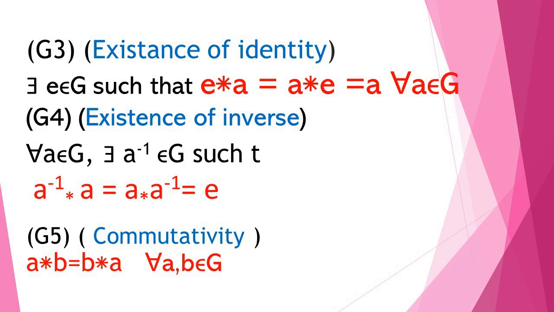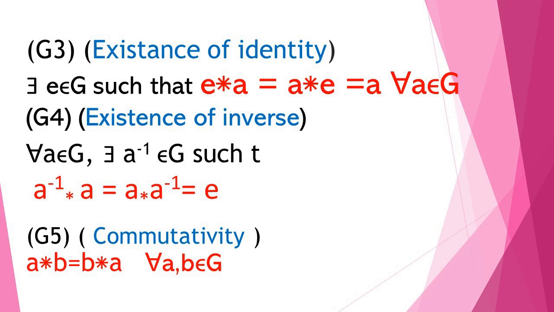So when that element is operated upon every element a of the set, it gives the original element a, and that element e is said to be an identity element for that group G. So every group with respect to its star operation has an identity element, and that identity element is a unique element. Now next is G4, existence of inverse.